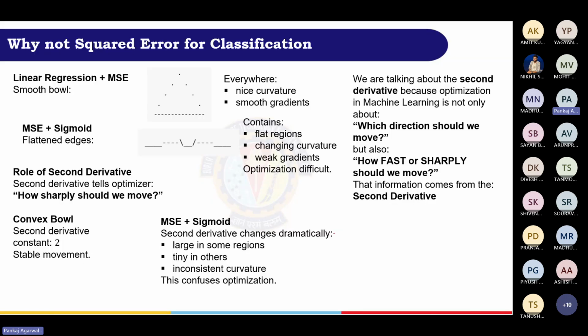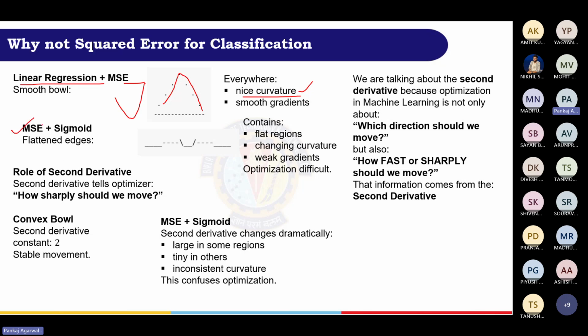I gave this particular example, this thought process also. When you use linear regression plus MSE, you might see it like this. It is just a reverse, whether you talk about this or this way, right? So we have a very nice curvature, and the second derivative is not required, because it would give you a constant value, right?